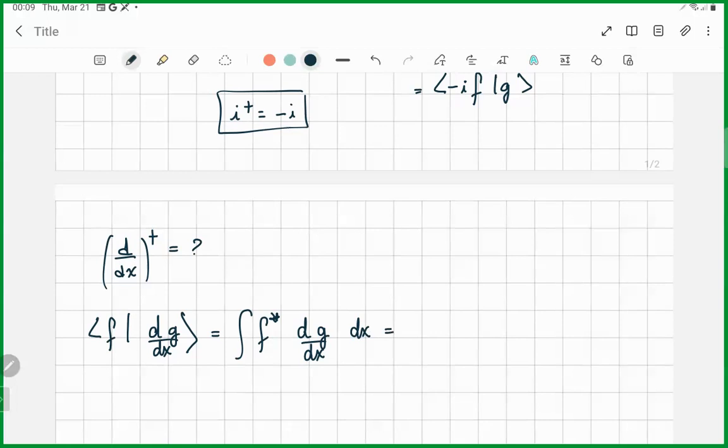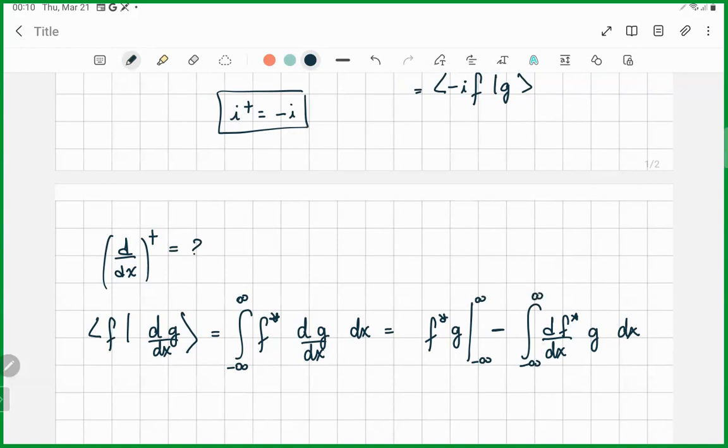To bring this derivative to the front of f, now we have to do something. We have to do integration by parts. So if we do integration by parts, we have f and g in some interval, and now we have minus the integral of the derivative now in f conjugate, g. So this is just integration by parts. You know how to do that. Now, in which interval do we have it? Well, let's put from minus infinity to infinity. So here we have the boundary term from minus infinity to infinity.